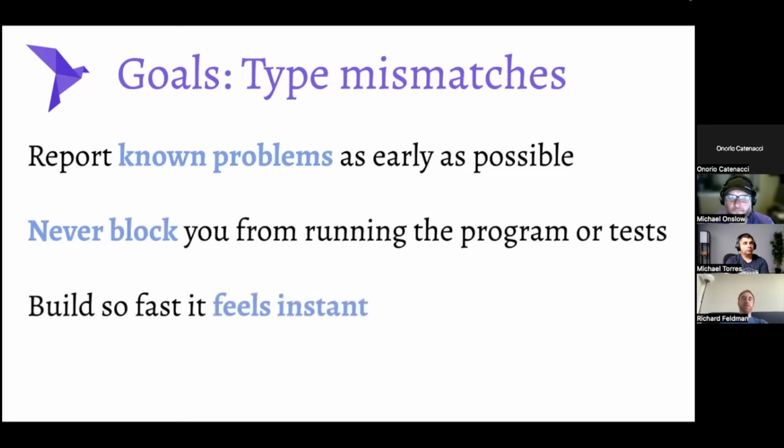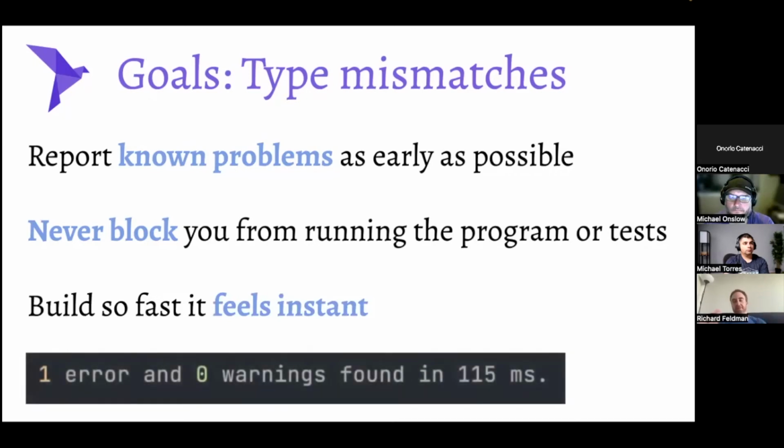And then the other part of this is build so fast it feels instant. So we do print out the build time, how long it took to run these things. So 115 milliseconds, that's not the fastest thing in the world, but it's fast. And hopefully we can keep that low as programs get bigger through a combination of caching, and also there are even more performance optimizations that we haven't yet implemented on this thing.